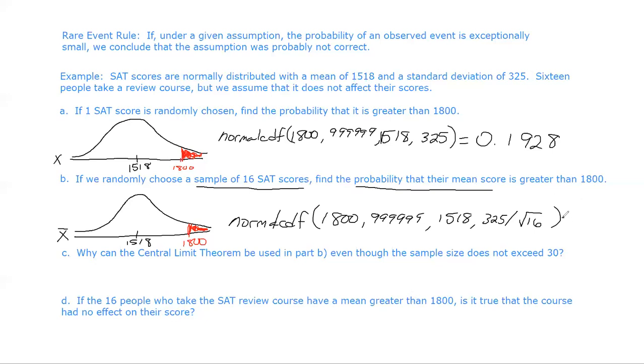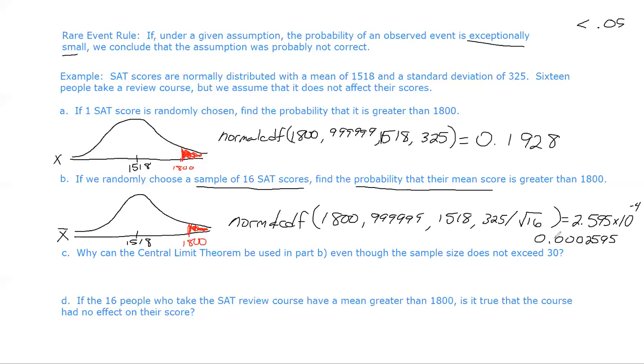And this comes out to 2.595 times 10 to the negative fourth. So 0.000255. Now, our threshold for what we're calling exceptionally small right here, we're going to use less than 5%, or less than 0.05. Okay? This number is much less than 0.05.